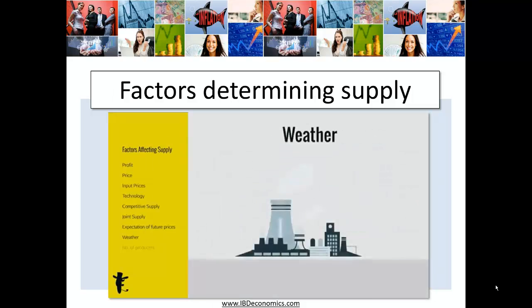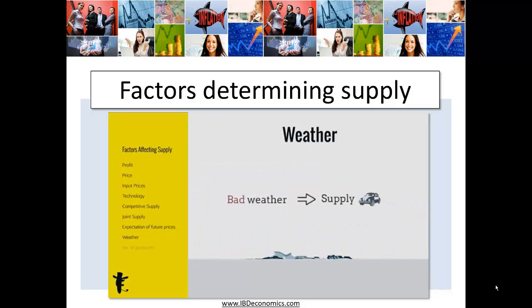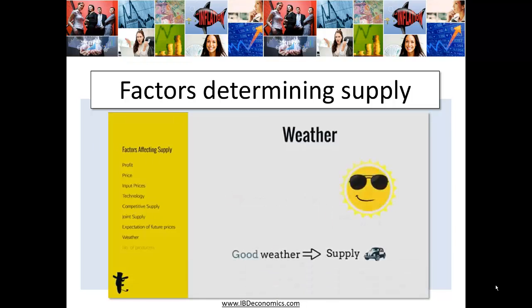Weather. Remember the tsunami that hit Japan in 2011? That destroyed many factories. So supply of many things like cars and electronics decreased in the short term. And of course, with good weather, supply increases.